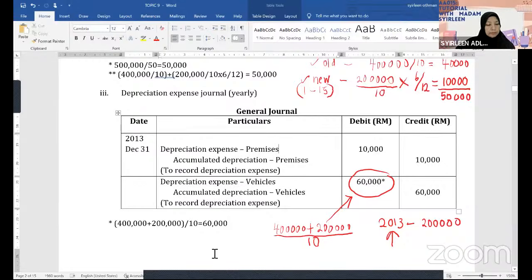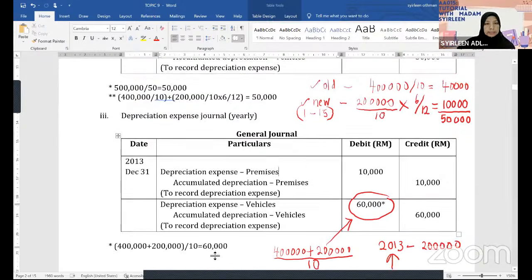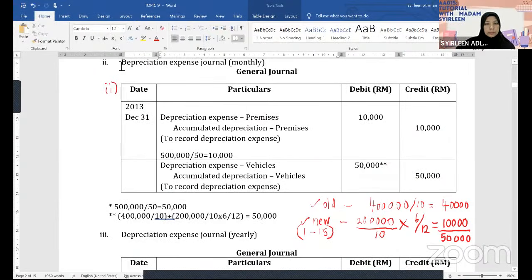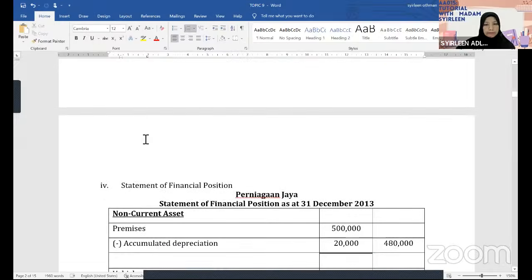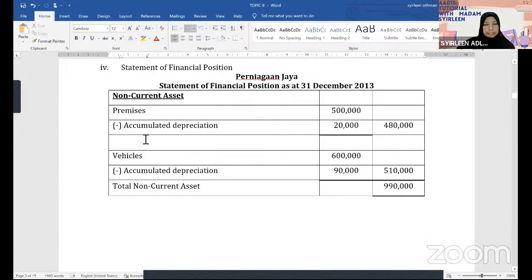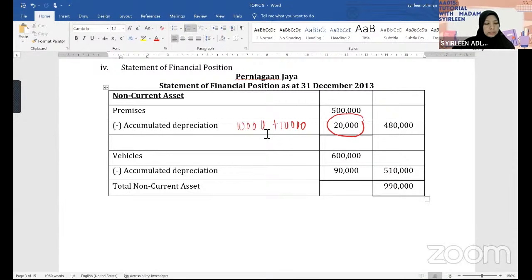Alright, for number 4, we are doing the extraction of financial position based on answer number 2, this one. So your financial position akan ambil kira nilai premise 500,000 tadi. Previously you already have 10,000. So tahun ni another 10,000. Right, so your accumulated depreciation for the year ended 2013 will be 20,000.